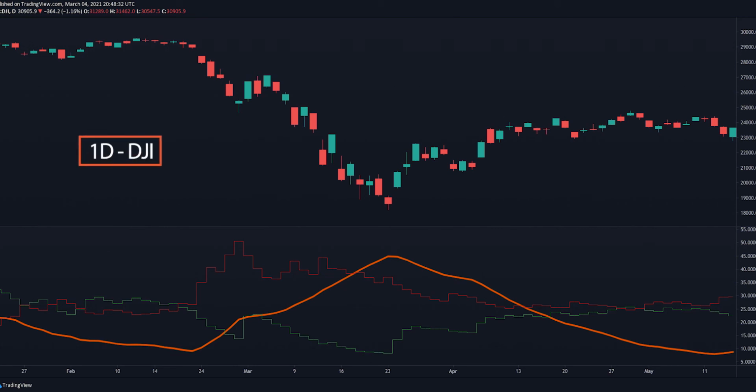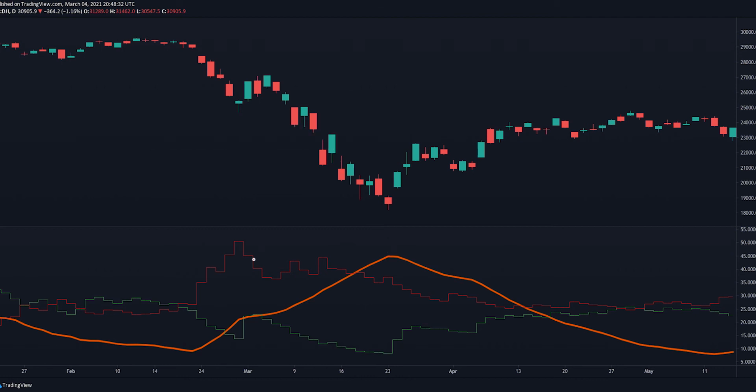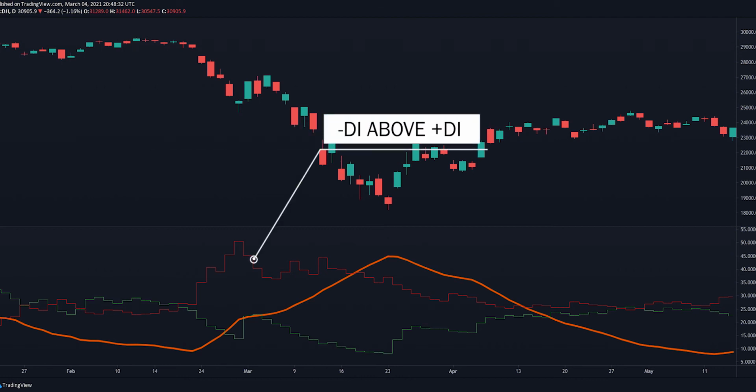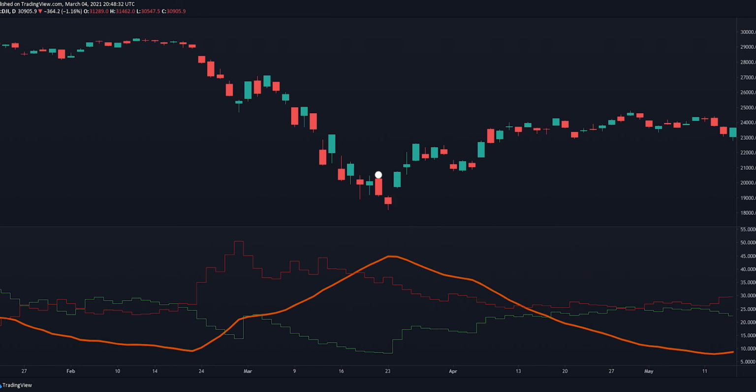We are on the Dow Jones daily chart and you can see that there is a sell signal on the 20th of March 2020. Everything needed for a valid sell signal is there. Again, you have ADX above 30, which indicates a strong trend. You have minus DI above plus DI, which indicates a downtrend, and you have a candle gapped above the previous day close. Your exit should be either till the close of the current day or wait for one more day if the current candle closes strongly.